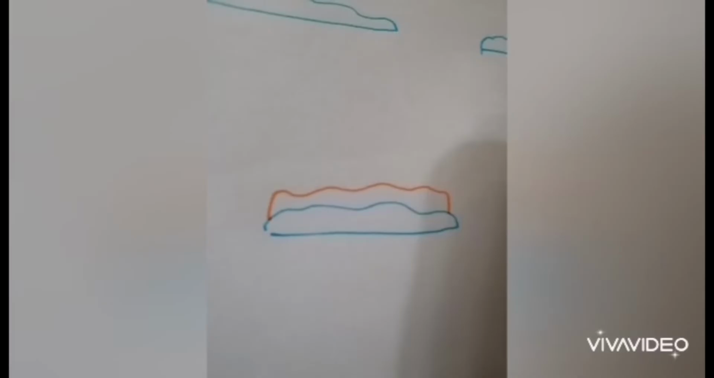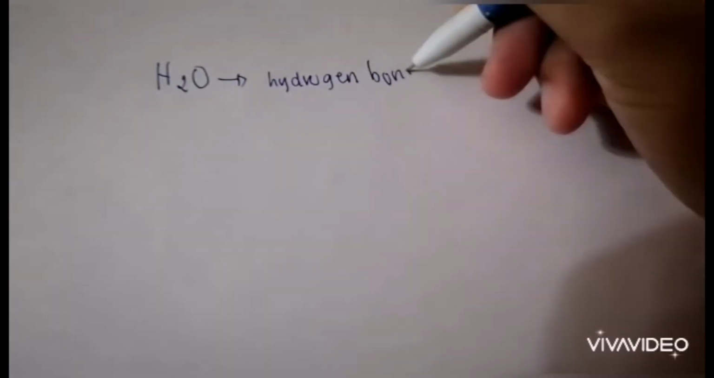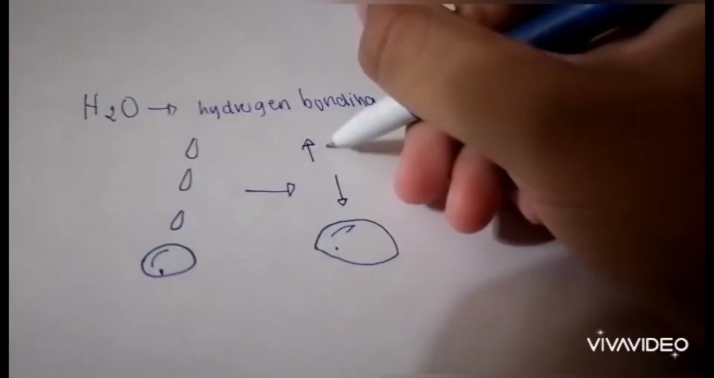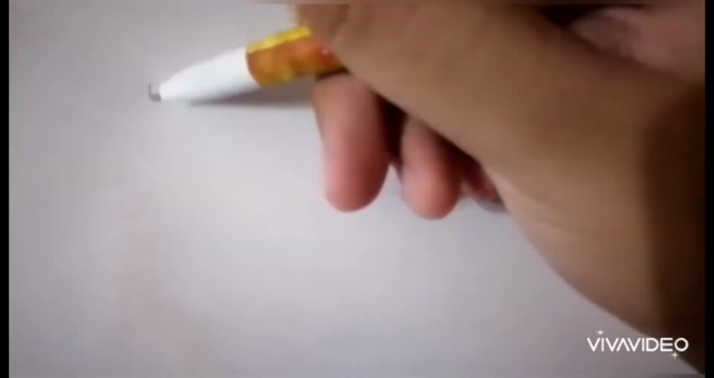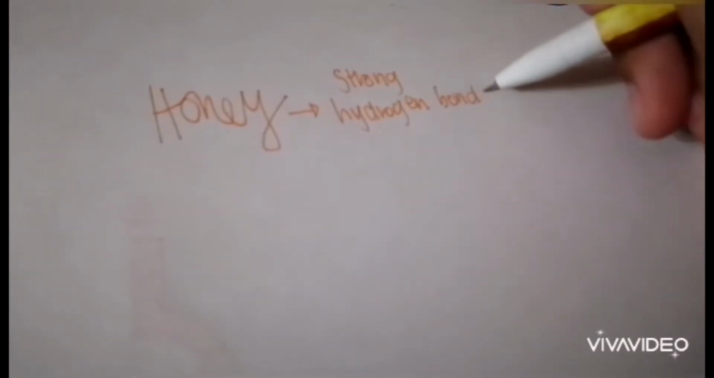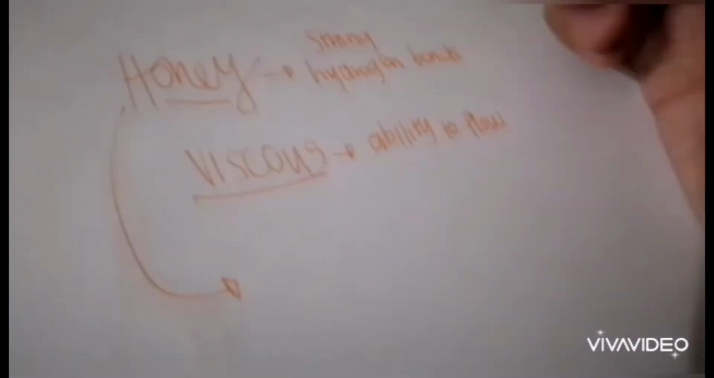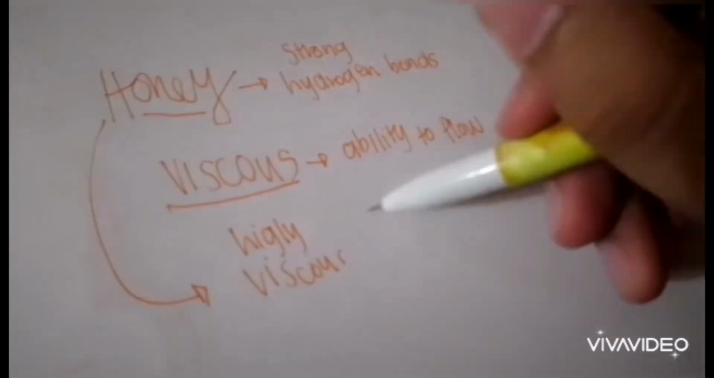Let's see how this applies to the different properties of a liquid. Now, water has hydrogen bonds. It can be observed that it can bead up because of the high surface tension. Honey is also strongly hydrogen bonded, and it's highly viscous due to its strong cohesion.